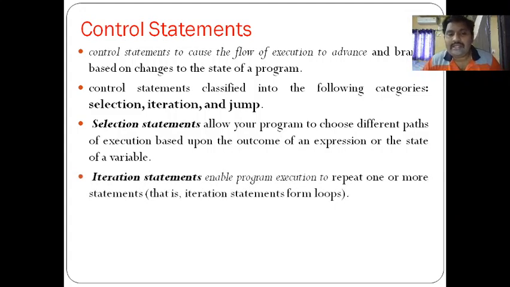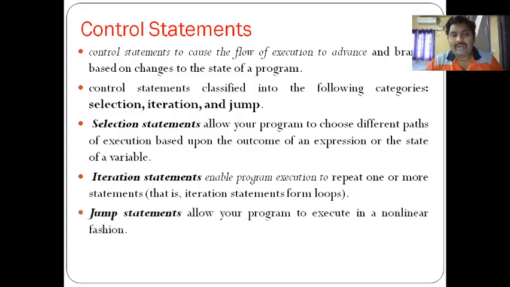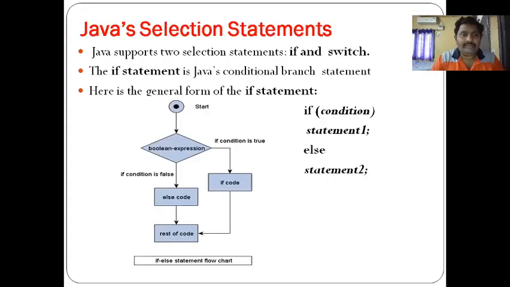The next one is iteration statements. Iteration statements are used if you want to execute a set of statements multiple times repeatedly until a condition is satisfied. And the next one is jump statements. If you want to move the program from one location to another location without the normal flow, then we need to use jump statements. These are all things we're going to discuss in the coming slides.